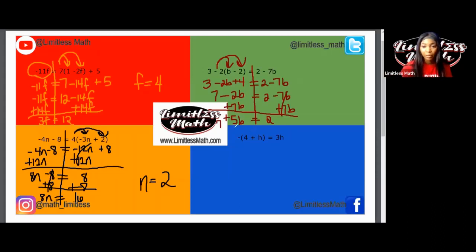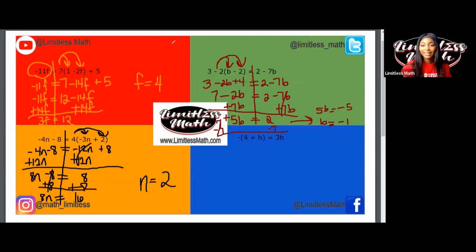Solving for b, the whole purpose, we do need to get rid of the 7. It's down to a 2-step equation now. So over here, 5b equals negative 5. Divide both sides by 5. b equals negative 1. Check me, check me. Make sure I didn't make a mistake.